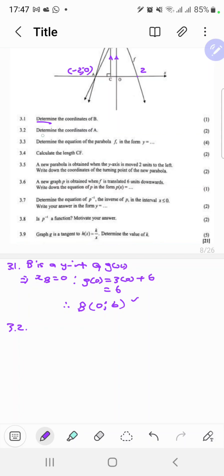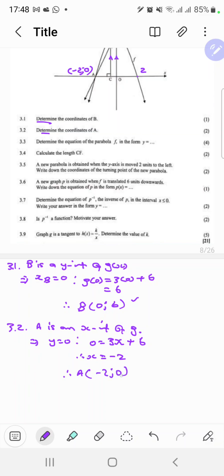3.2. What do we have there? It says now determine the coordinates of A. Again, determine. A is an x-intercept. So we can say A is an x-intercept of G. This implies that y is equal to 0. Such that 0 is equal to 3x plus 6. Therefore, x is minus 2. Therefore, A is the point minus 2 and 0.